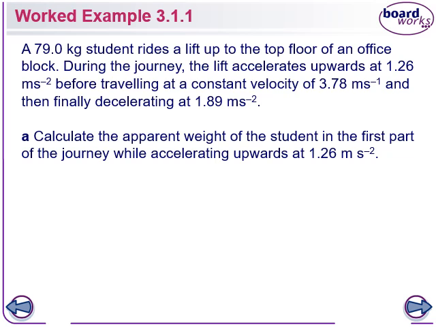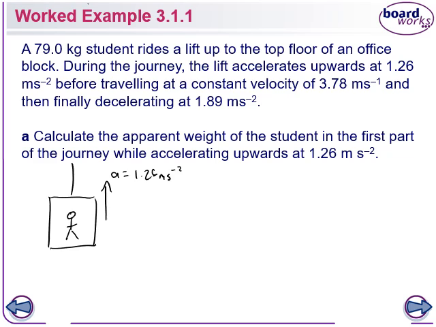Part A, calculate the apparent weight of the student in the first part of the journey while accelerating upwards at 1.26 meters per second squared. All right, so let's have a lift. There's a student in the lift. We know that we have an acceleration upwards of 1.26 meters per second squared.